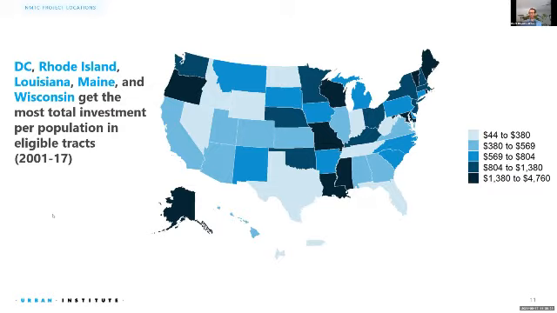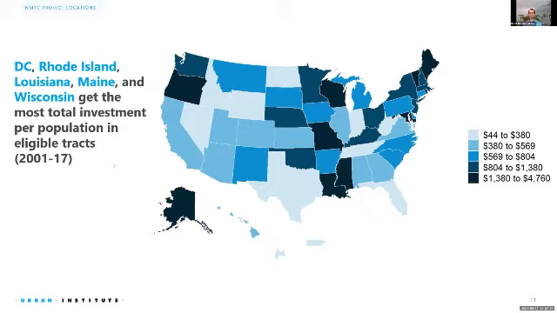So starting at a state level, you can see some places like DC being most, followed by Rhode Island, Louisiana, Maine, and Wisconsin, getting the most investment, total investment per population in eligible tracts. So we are deliberately looking just at the eligible tracts, not all tracts in a state, and there is some variety in terms of the share of the tracts in a state that are eligible, but that maps back to statute.